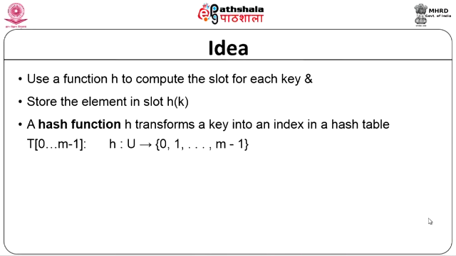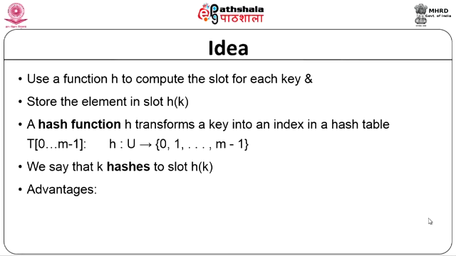A hash function h transforms a key into an index in the hash table. Suppose you have the universe of keys, U, mapped by the function onto a table of size 0 to m minus 1. The hash function will take the keys and map them onto the slots 0 to m minus 1. So, that is what it does. We say key k hashes to slot h of k. So, h of k gives you that slot.